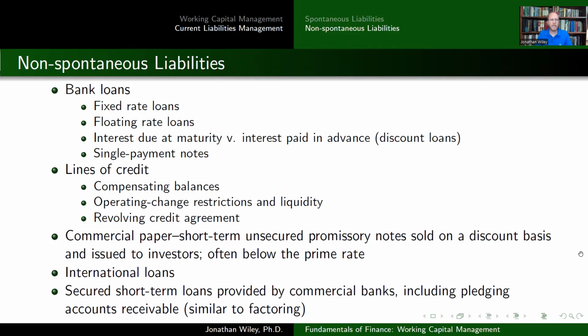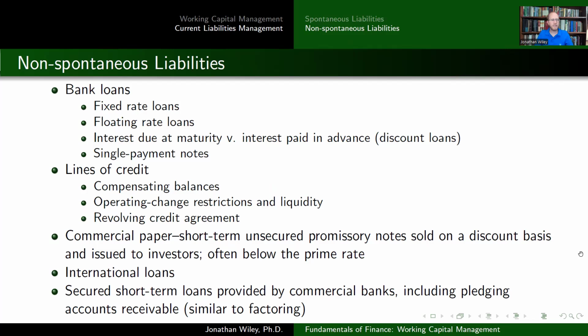So some of the loans may have interest due at maturity, so you pay interest at the end of the loan. Another way that the loans could be structured would be interest paid in advance, which are considered to be discount loans. Now, one of the things to keep in mind with those two: if I borrow $1,000 with, say, 5% due in a year, if it's interest due at maturity, I'm going to pay the 5% at the end of the year, and I borrowed the $1,000 during the year.